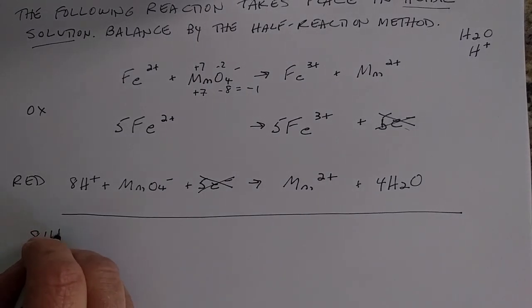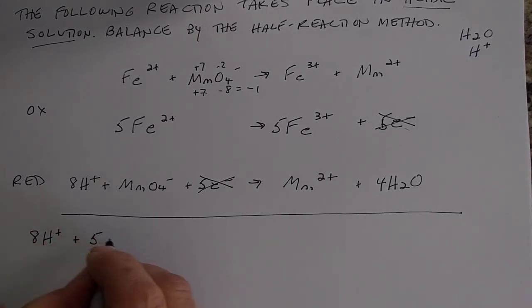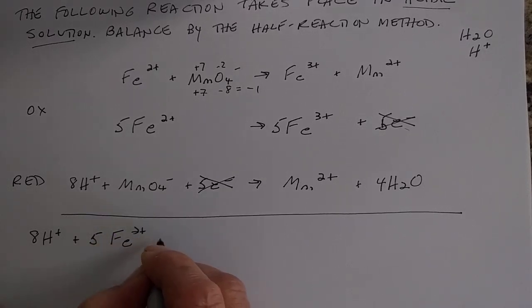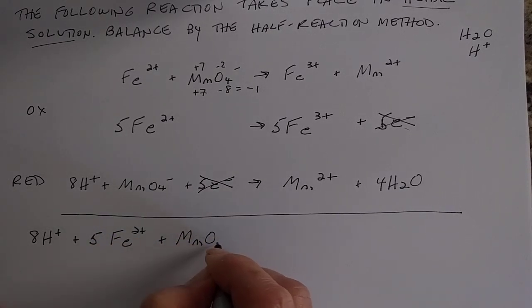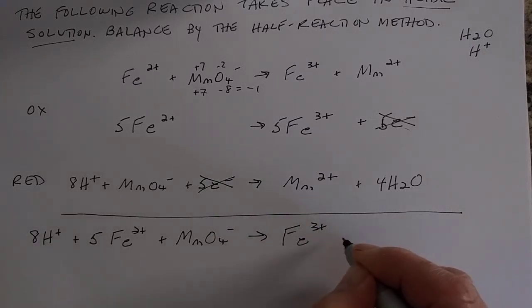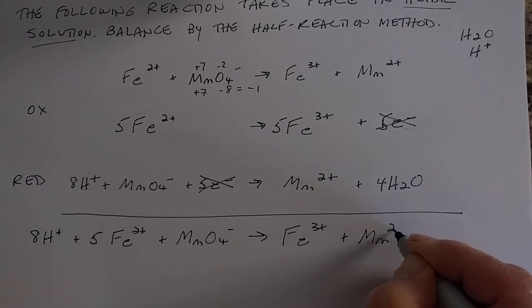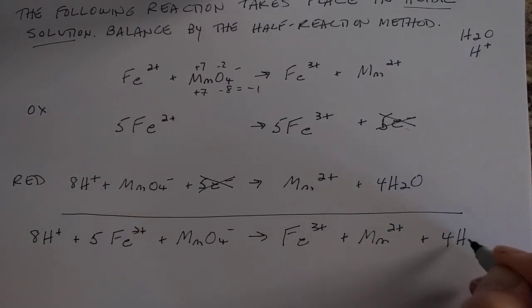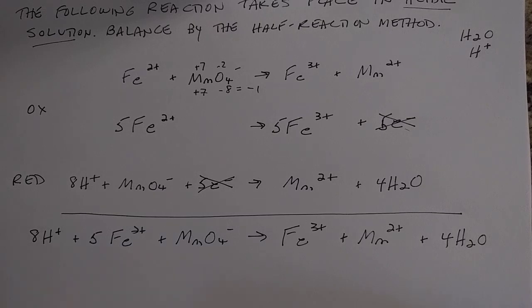So 8H+, 5 Fe2+, MnO4- yields 5 Fe3+, Mn2+, 4H2O. And then we want to check our atom balance and our charge balance. 8 hydrogens, 5 irons, 1 Mn, 4 O's, 4 O's. Great. Now we check our charge balance.